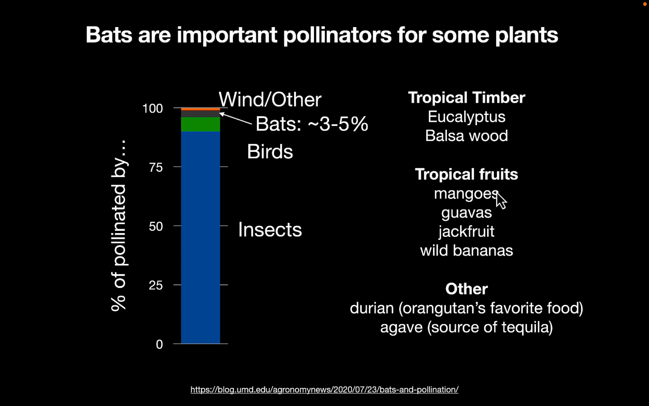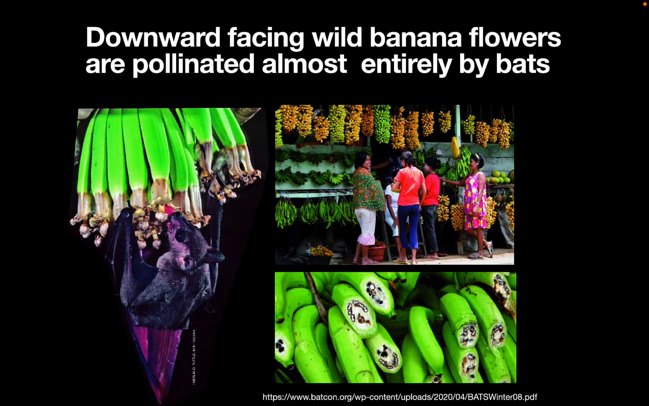Some of my favorite tropical fruits like mangoes, guavas, jackfruits, and wild bananas that we're going to come back to in a minute. And durian, we talked about those. They're orangutans' favorite food. And agave, the source of tequila, pollinated primarily by bats in the wild. So we would not have tequila without bats.